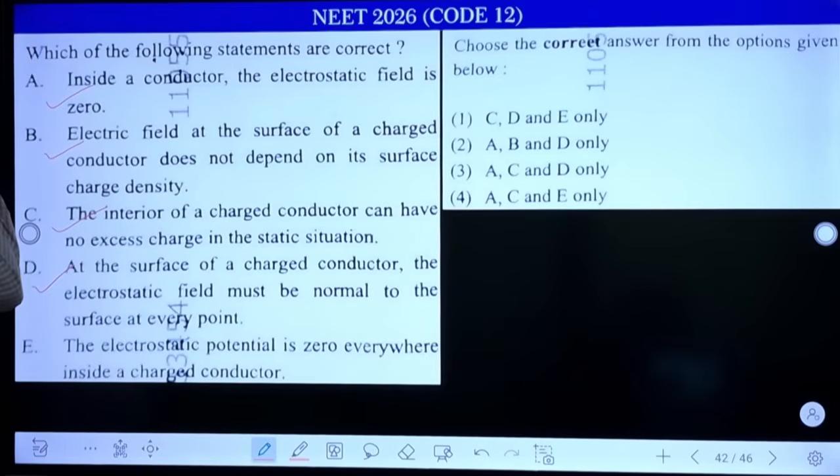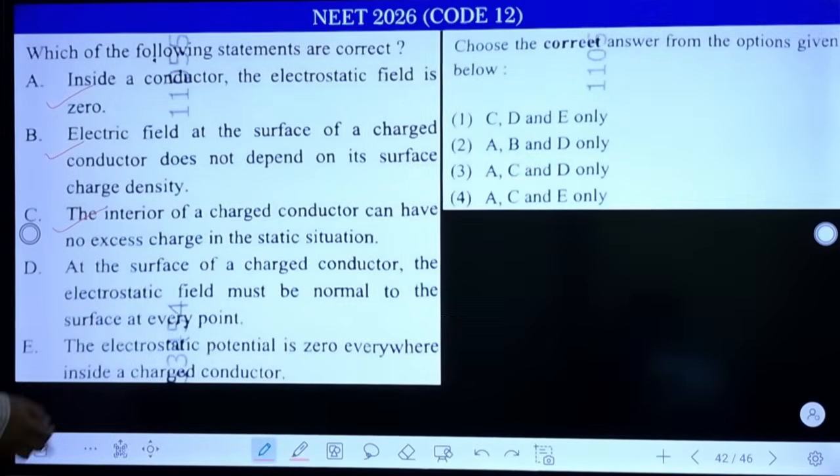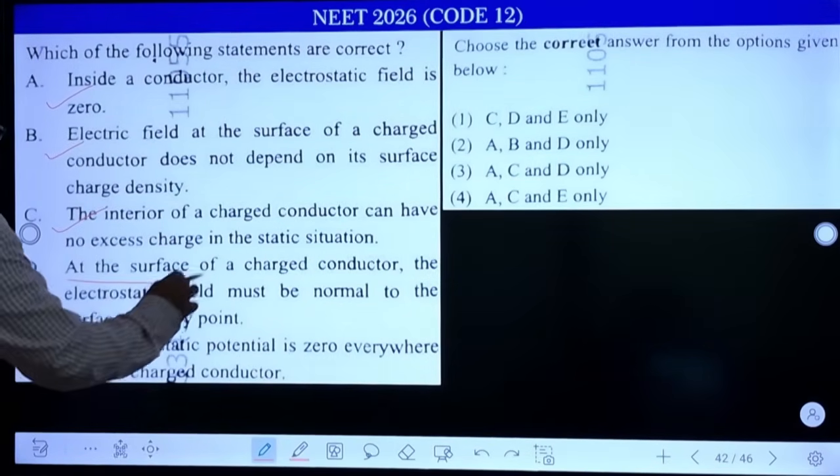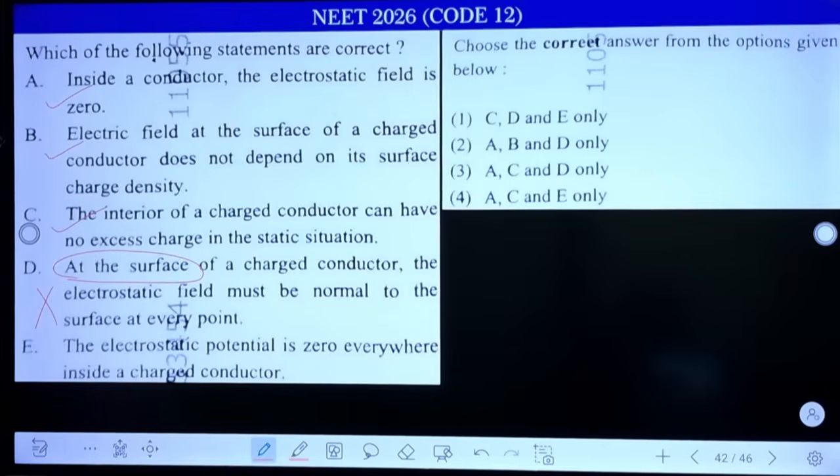At the surface of a charged conductor, the electrostatic field must be null. See, "at the surface" is a wrong phrase. Near the surface it is correct. So, at the surface is not correct; nearby. And the electrostatic potential is 0 everywhere inside a charged conductor? No, this is not correct. Some constant will be there.